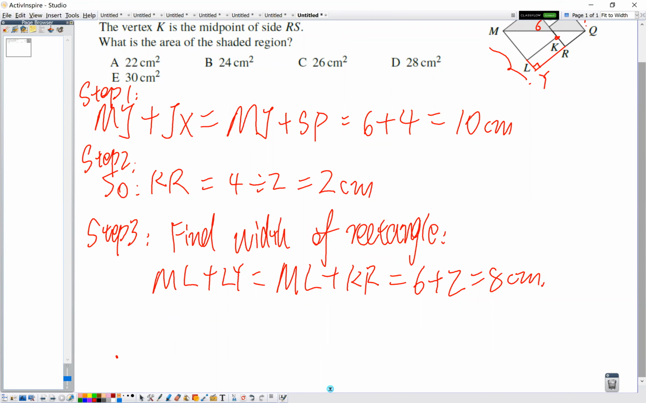So this part we know is 8 centimeters. Now we can find the JS. Also, we can find the JS. JS becomes JK minus SK.